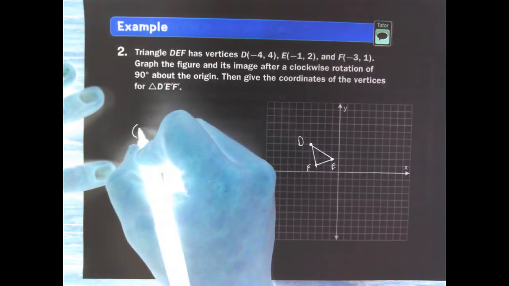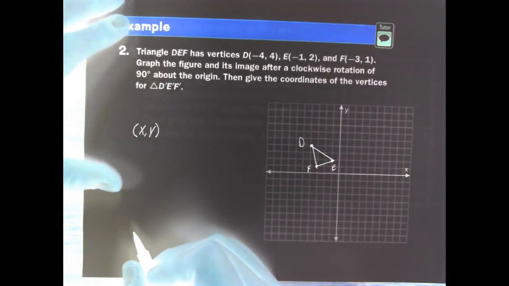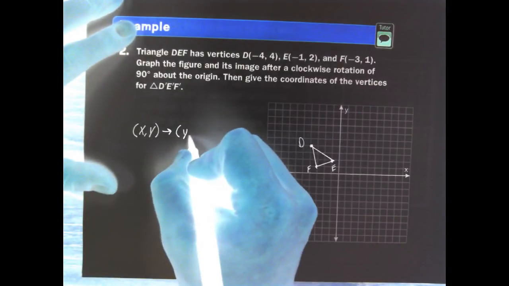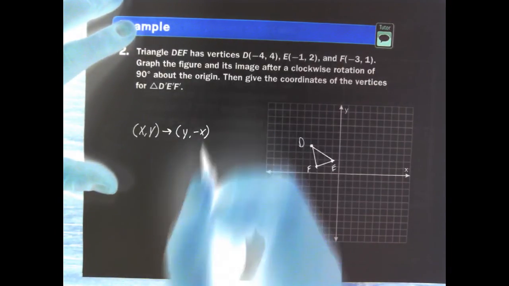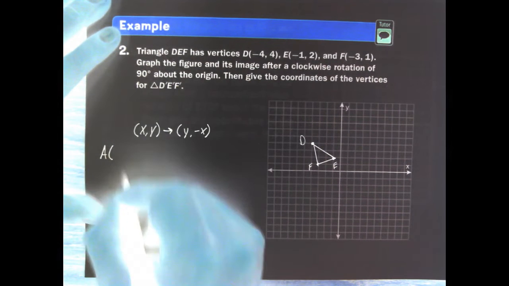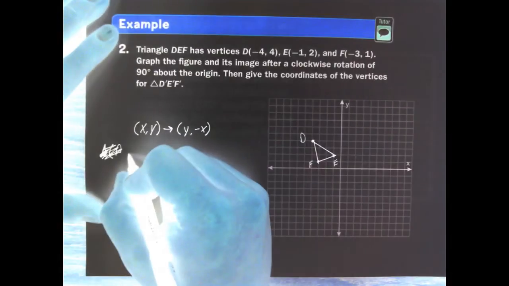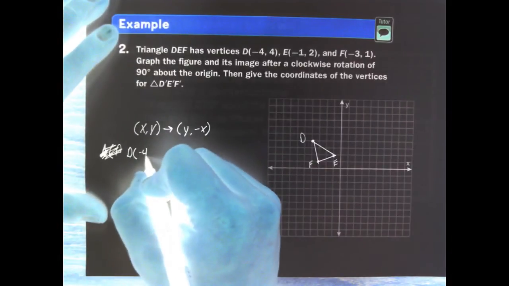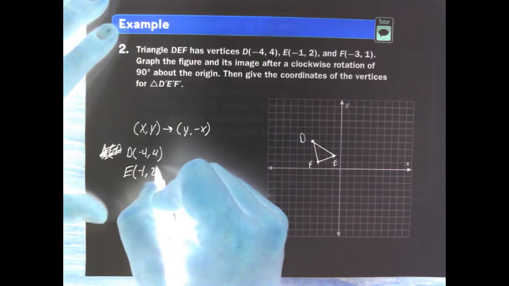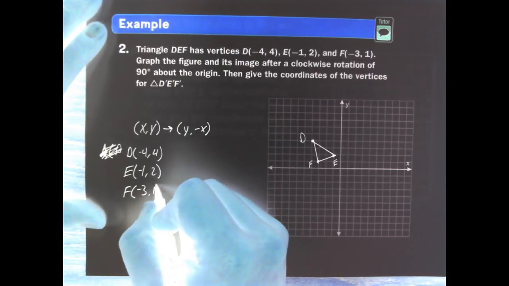So again, I'm going to write up here my transformation notation. For a 90 degree clockwise rotation, the rule is I interchange and make the x negative, or change the sign of the x coordinate. Okay, so I start by listing my vertices. Oops. Let me start over. D is negative 4, 4. E is negative 1, 2. F is negative 3, comma 1.